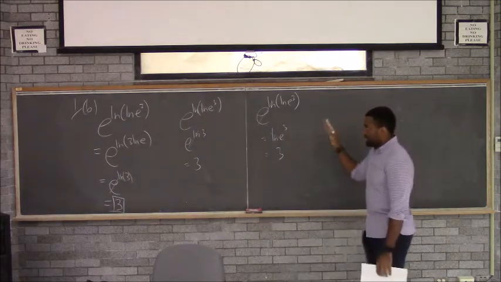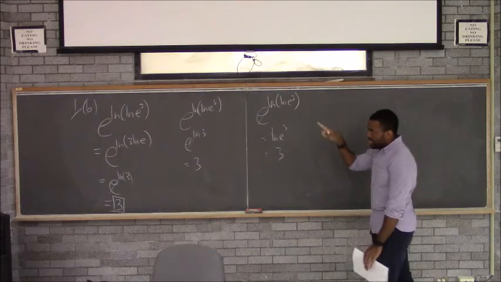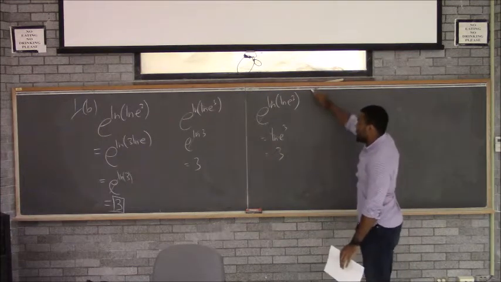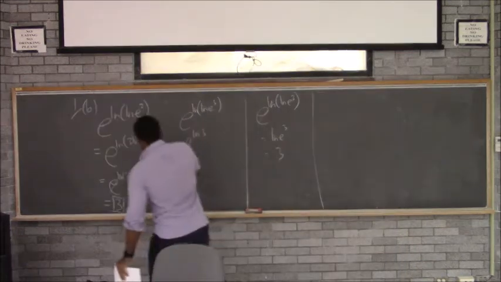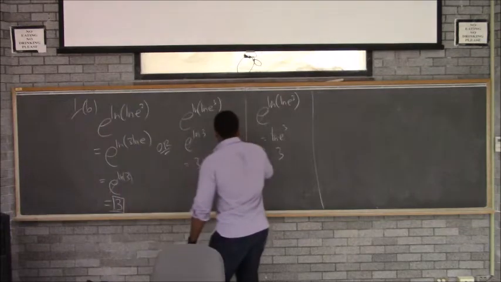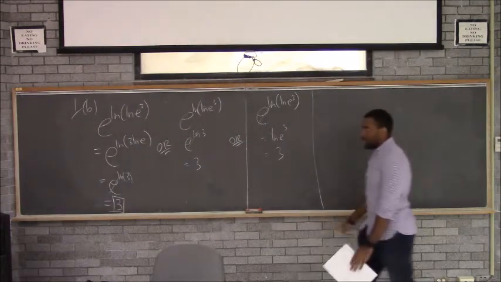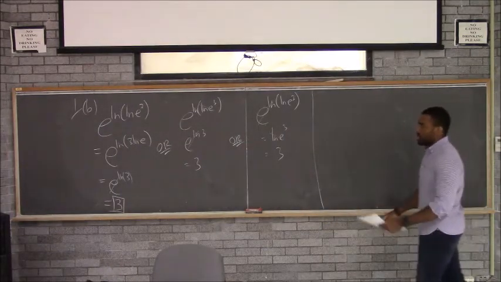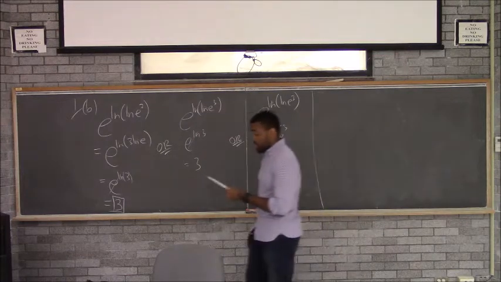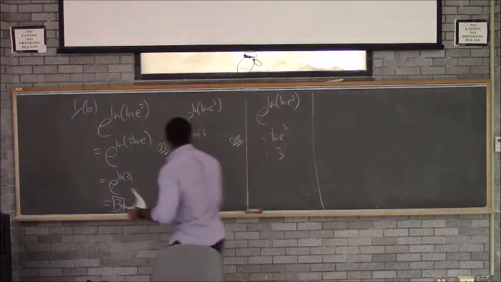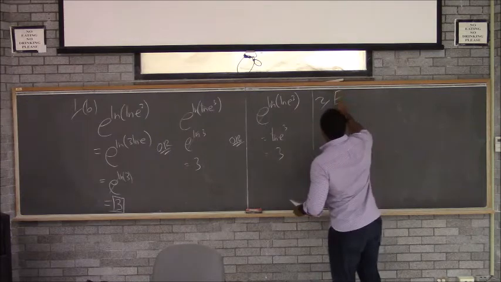At every given step, I'm using the same rule, but I'm using it in a different position. You can use it anywhere you want. So any of these would be fine. Whichever way you saw first is fine. You don't have to do it in one particular way. Just make sure whatever way you're doing it is legal. 2, how do you expand this log?